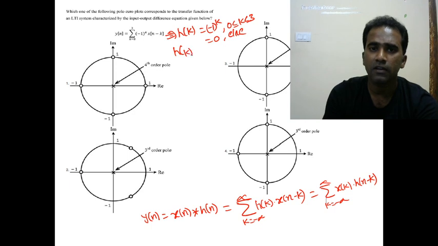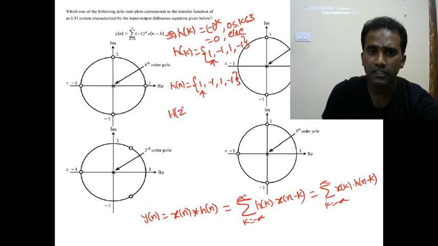So h of k, or h of n, is equal to plus 1 for k equal to 0, minus 1 for k equal to 1, plus 1 for k equal to 2, and again minus 1 for k equal to 3. So this is what h of k is. h of n or h of k, both are the same. So we got h of n: 1, minus 1, 1, minus 1, with the arrow mark at 0.